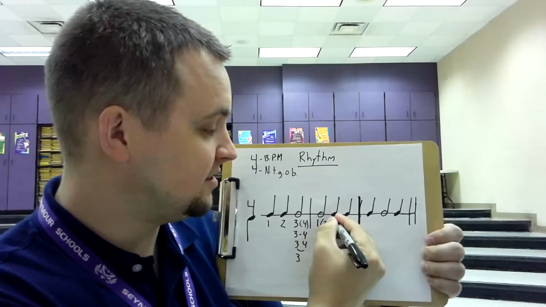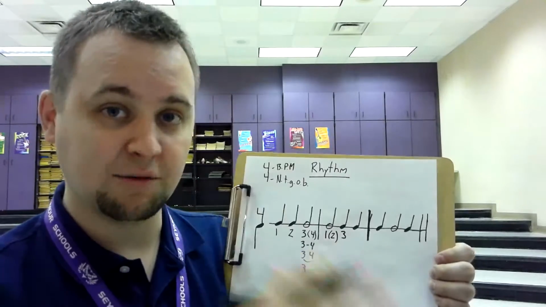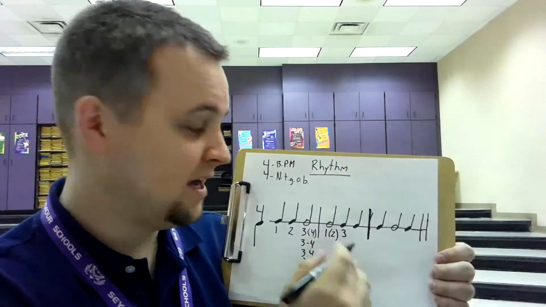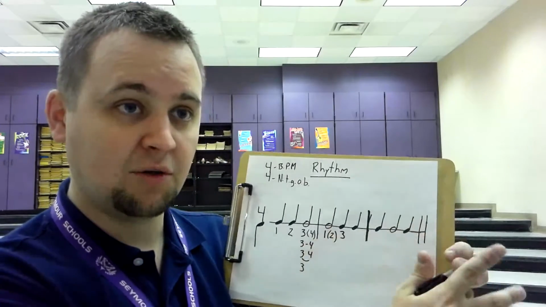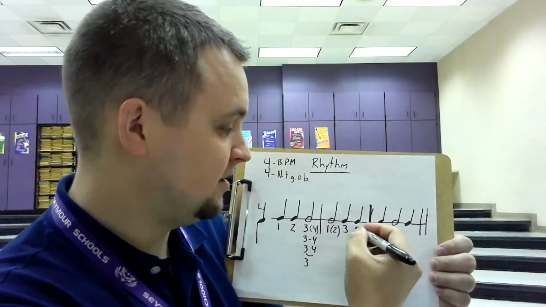Next, of course, is beat 3. Going back to kindergarten and preschool, you know that after 1 and 2 comes 3. And this is another full beat. So we go through all of beat 3 and we land on beat 4.